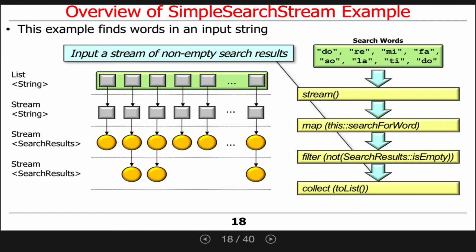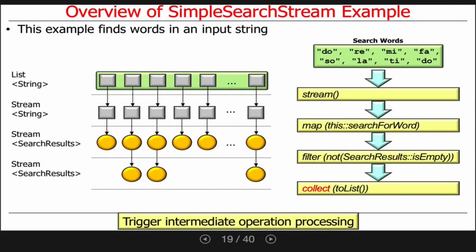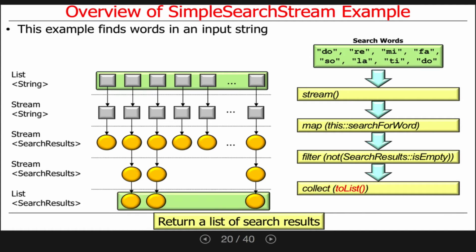So we have collect, and collect is going to take in the non-empty search results. It's going to trigger all the operation processing. So remember, none of this took place until collect is called, which is a little weird. That's why we call streams a lazy operation. All the intermediate operations are lazy. They don't actually get run until collect is called. I'll talk later, when we talk about how this works under the hood, about why that is the case.